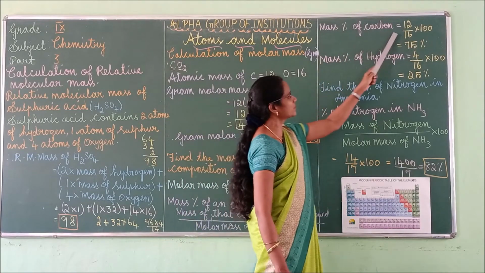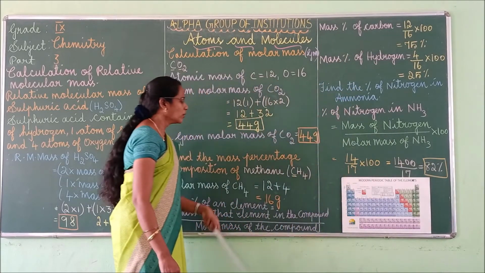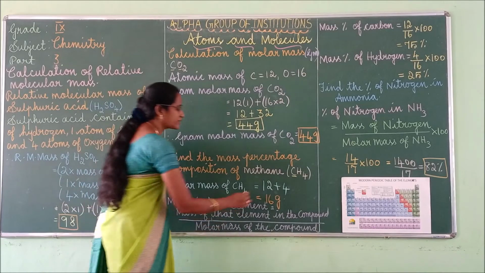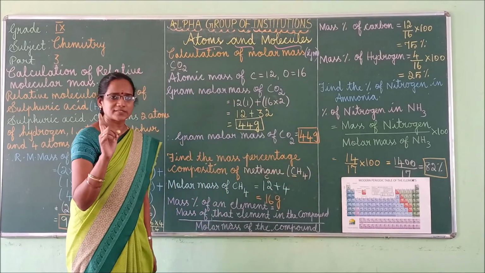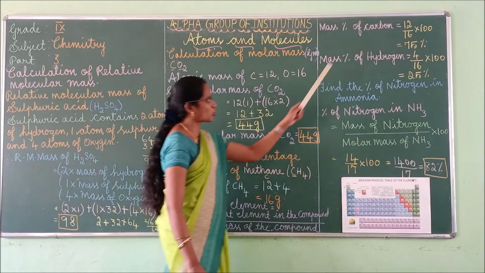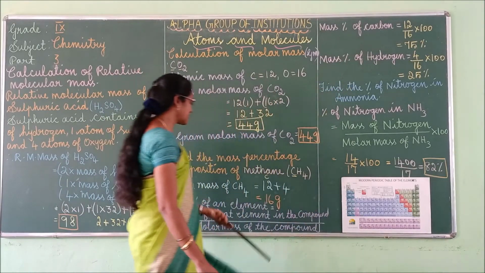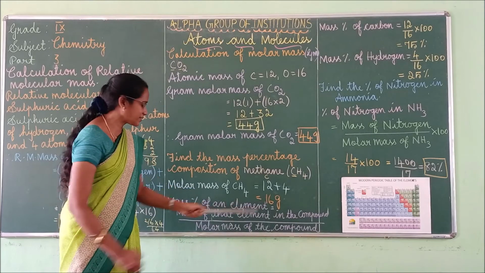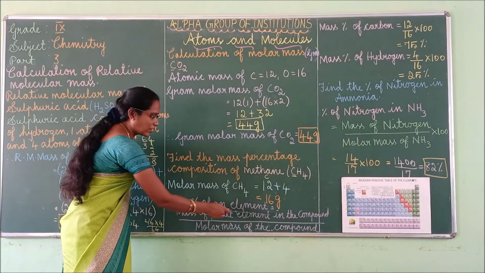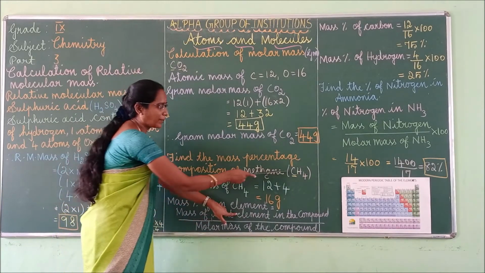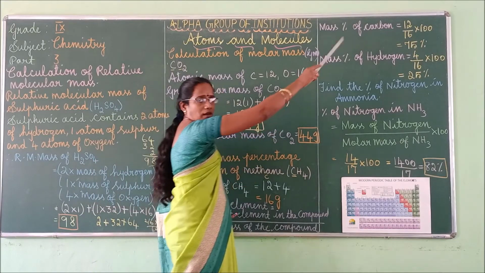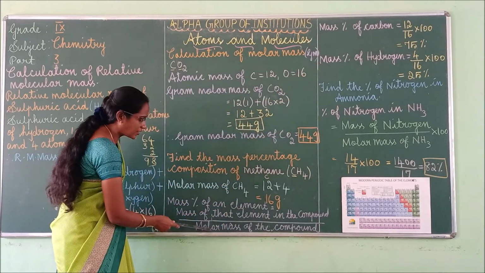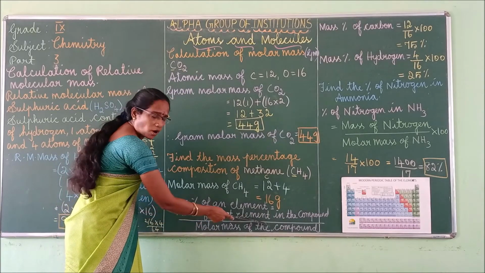So mass percentage of carbon is equal to, what is the atomic mass of carbon? This 12 is carbon atomic mass and the hydrogen atomic mass is 1, isn't it? So put the 12 divided by 16. Already you know the molar mass, isn't it? Mass of that element in the compound means now we are applying for carbon element. Okay. Carbon atomic mass is 12 divided by what is given here? Molar mass of the compound.